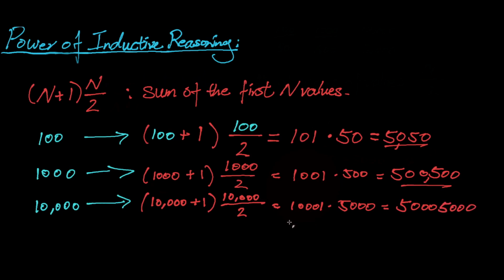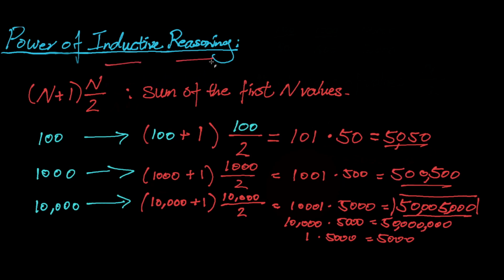Let's double check right here one more time. 10,000 times 5,000, that's 5 with 7 zeros, 50,000,000. And 1 times 5,000 is just 5,000. And there we go.